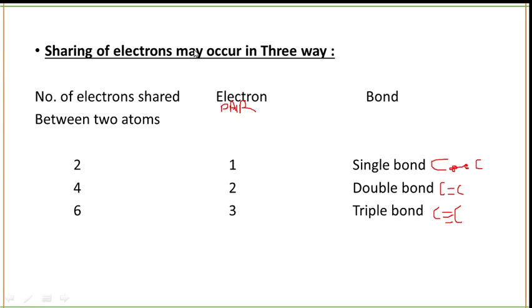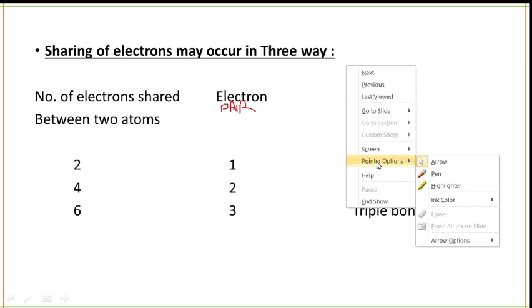Now, this sharing of electrons in covalent bonding may occur in three ways. Number one: if the number of electrons shared between two atoms is 2, then the electron pair will be 1 and the bond formed is known as a single bond. As you can see here, between carbon and carbon a single bond is formed, and we can show the bond formation by a single line.